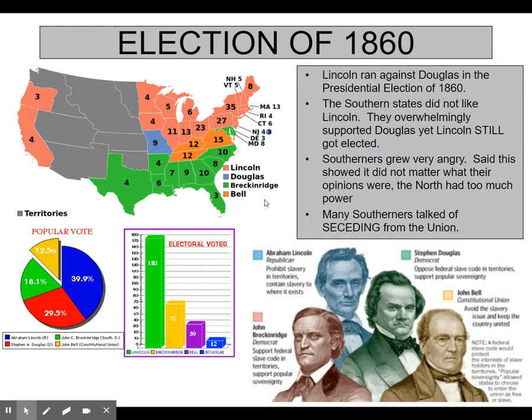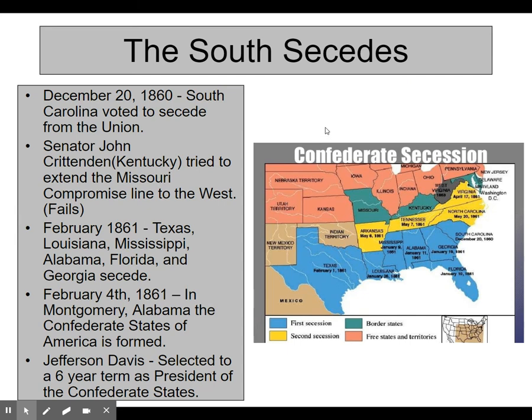And so Southerners grew very angry. They said it didn't matter what their opinions were, the North had too much power. And so you can see that Lincoln, he won the red states. Douglas didn't do very well, you guys. And then Breckinridge down here. But officially, Southerners started to talk about seceding from the Union after his victory. So the South actually secedes starting in November of 1860.